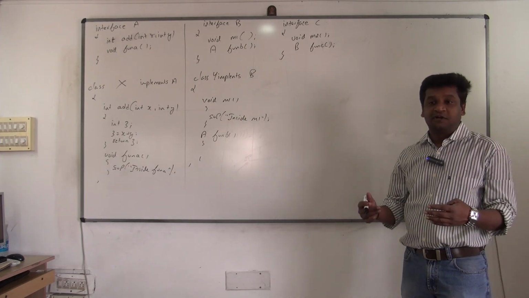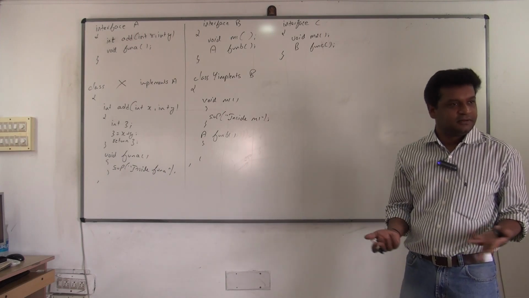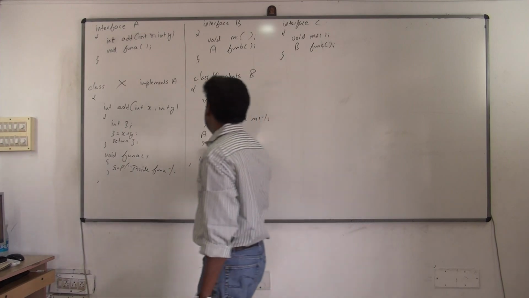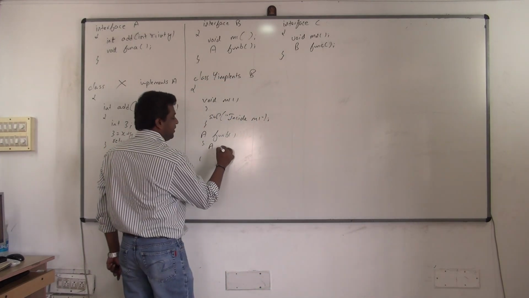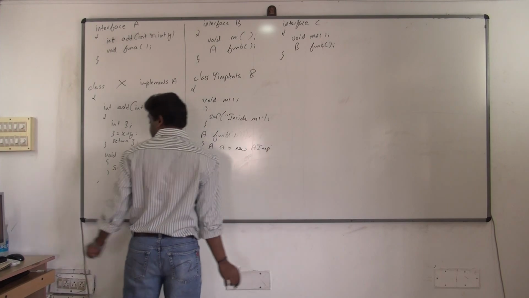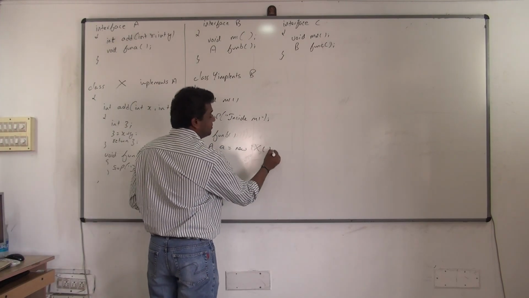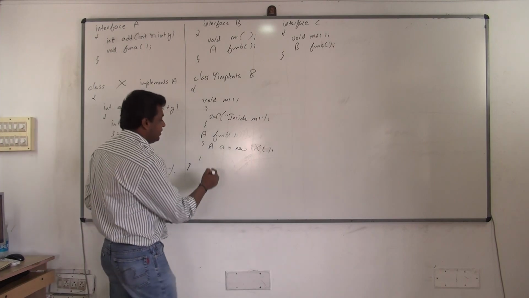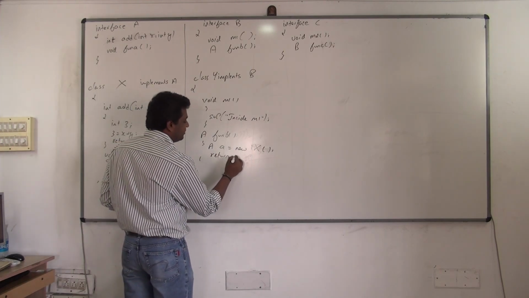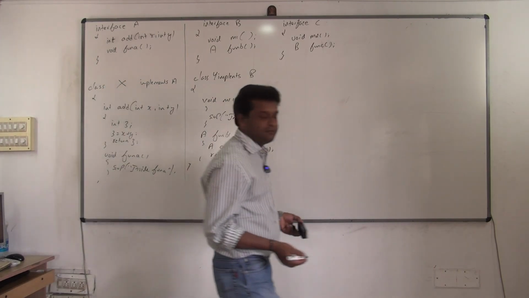You have to create an object of the class implementing the interface and return it. Yes or no? Very simple. This is what is meant by returning an interface. A is equal to new X. You cannot create an object of an interface, remember that. So A is equal to new X, then return A. Valid code. This is returning an interface.